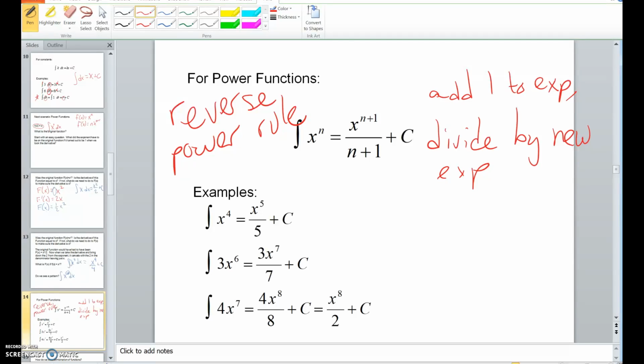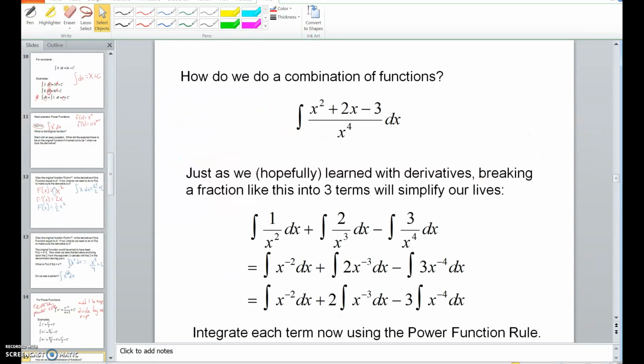Okay, so we are continuing on with how to find antiderivatives. We just did basically the reverse power rule. If you are trying to integrate a variable to a power, you just add one to the exponent, and then divide by the new exponent. Examples here. Okay, so how do we integrate a combination of power functions?